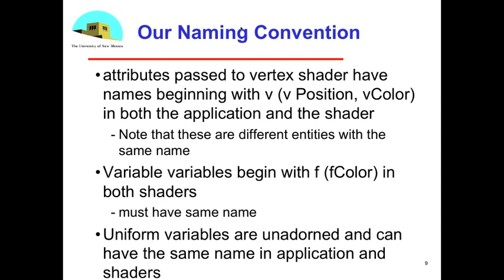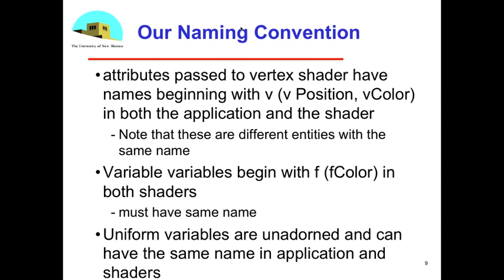Likewise, varying variables are going to be specified within the vertex shader but used within the fragment shader, so we're going to begin their names with an F. This will be called fColor. Remember, because the vertex shader and the fragment shader share the same namespace for these variables, they'll be called fColor, for example, in both shaders, but at least you will know in the vertex shader that it's something going out to the fragment shader.